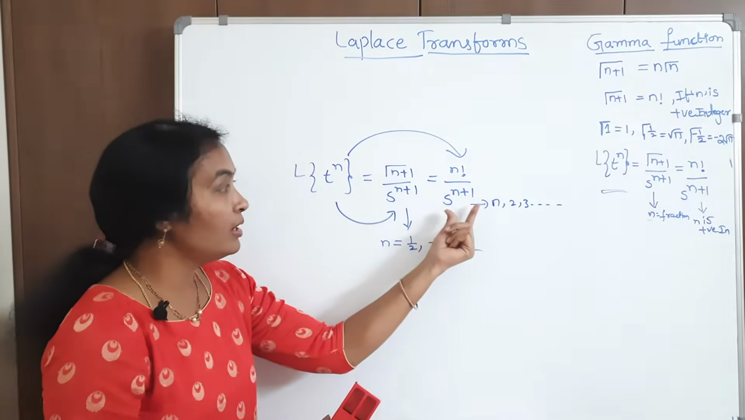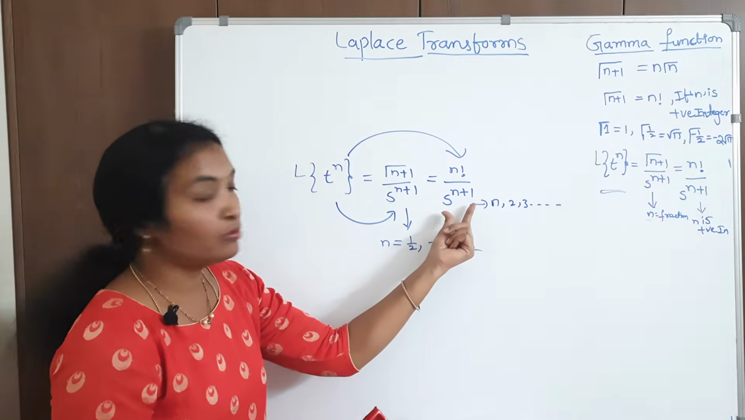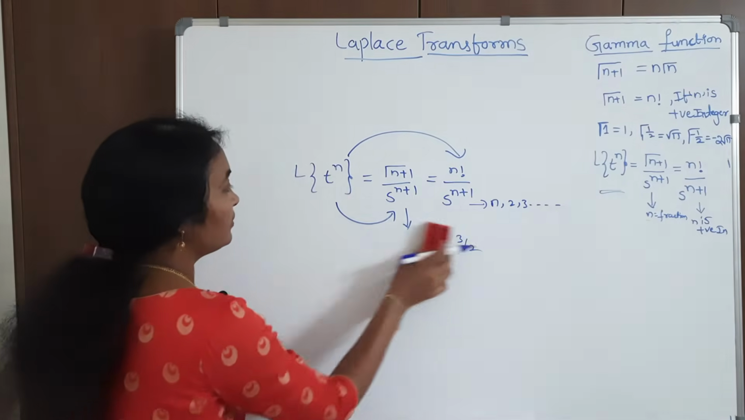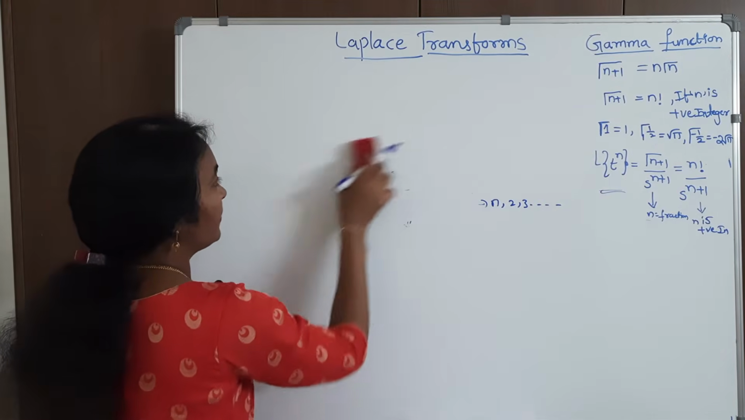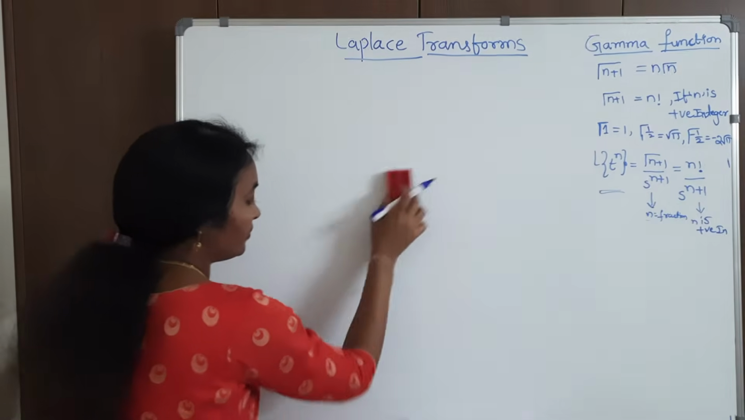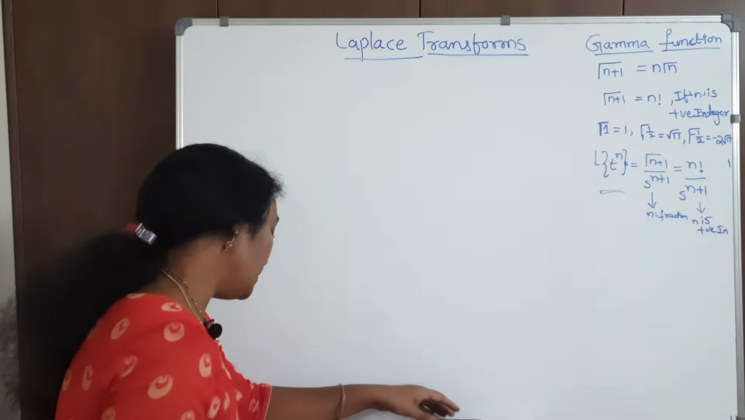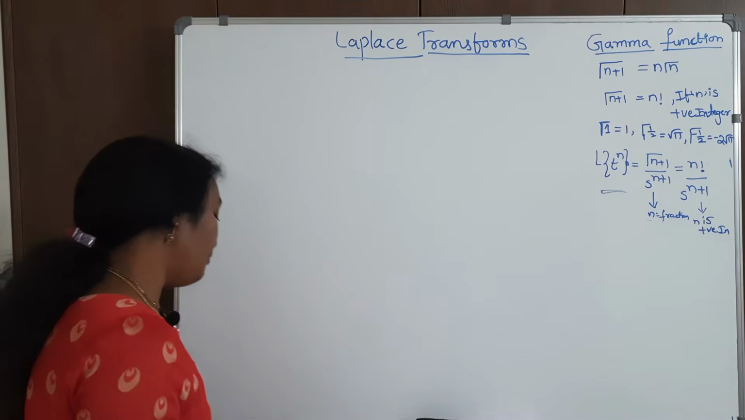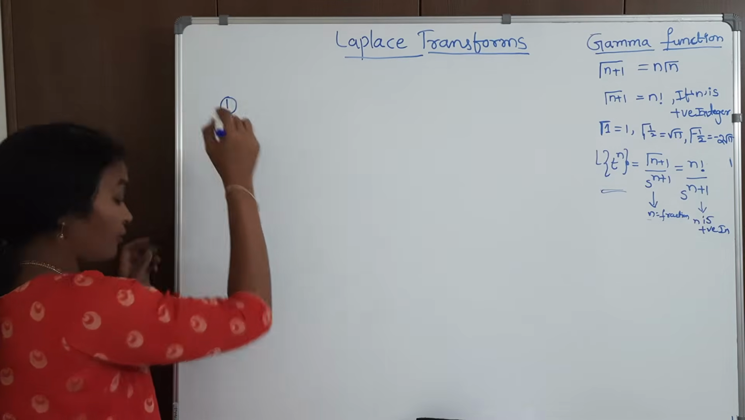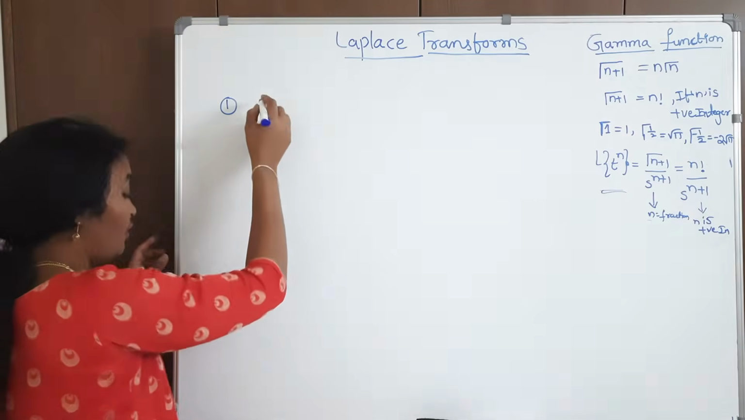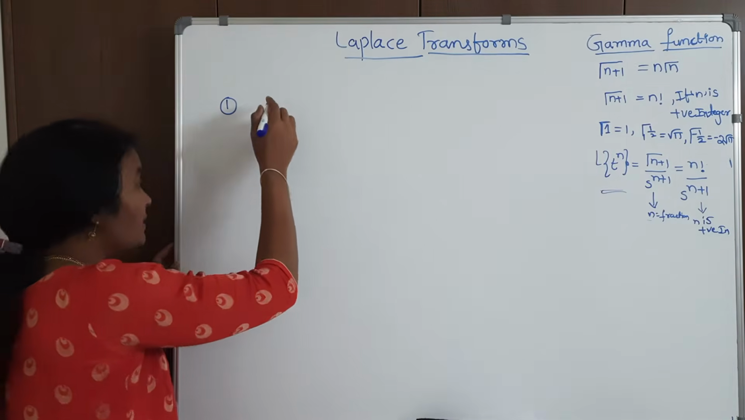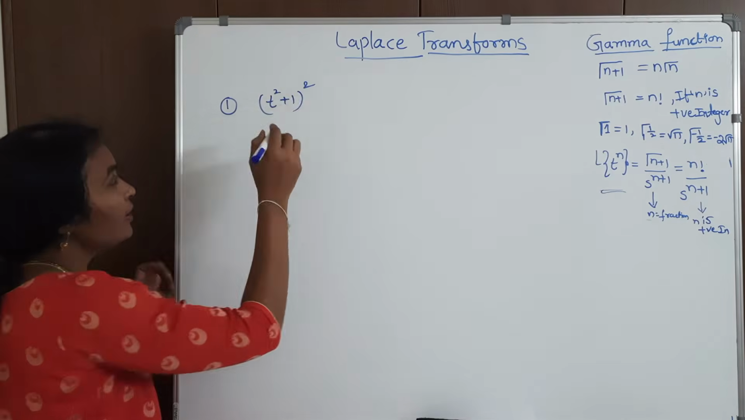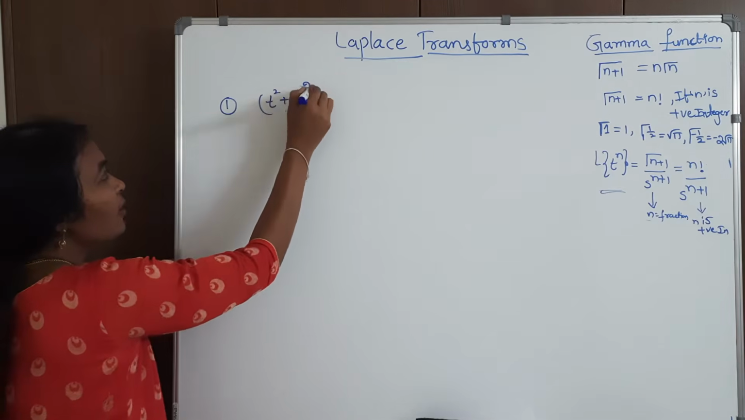Okay, first of all let us do one problem. Write it down. See, find the Laplace transform of t square plus 1 whole square. Okay, t square plus 1 whole square.